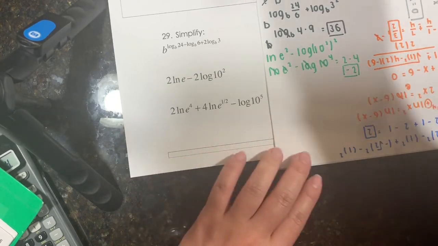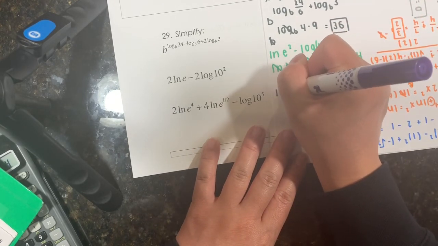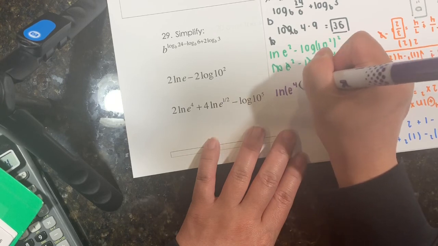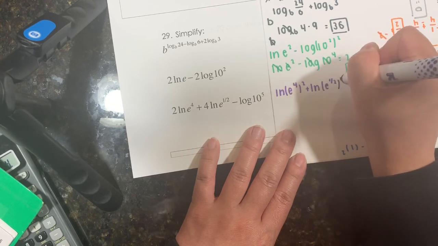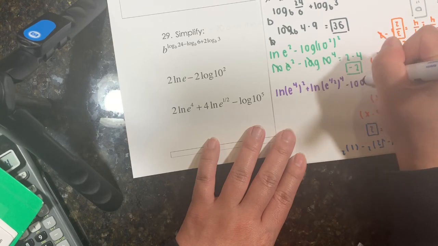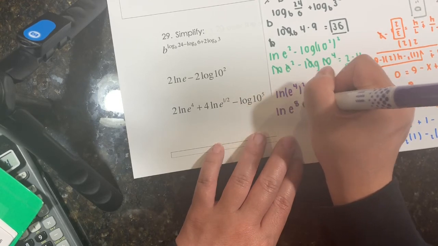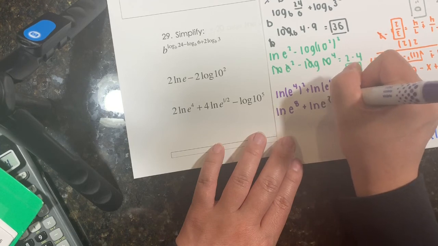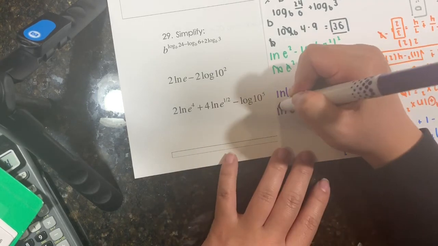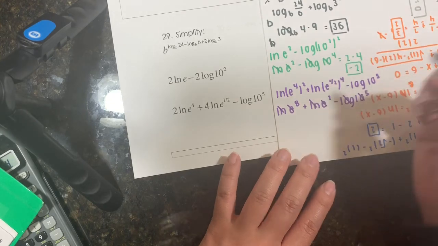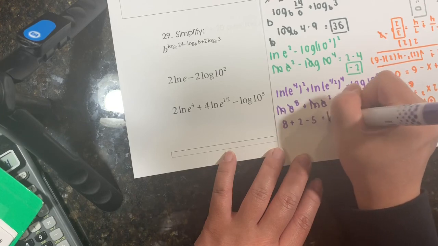Now lastly for c, I again have a number outside my log, so it's going to be ln e to the 4th to the power of 2 plus ln e to the 1/2 to the power of 4 minus log 10 to the 5th. So this is going to turn into ln e to the 8th plus ln e to the 2 minus log 10 to the 5th. So I just said the ln and the e cancel, and the log and the 10 cancel. So I really have 8 plus 2 minus 5 equals 5.